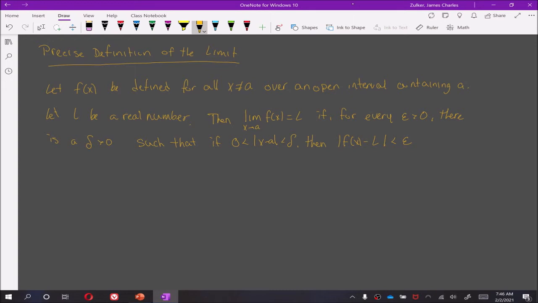Now this is sometimes referred to as the delta epsilon definition of the limit, right? Because it uses the Greek letters delta and epsilon. Now, what is this really saying? Well, let's take a look.